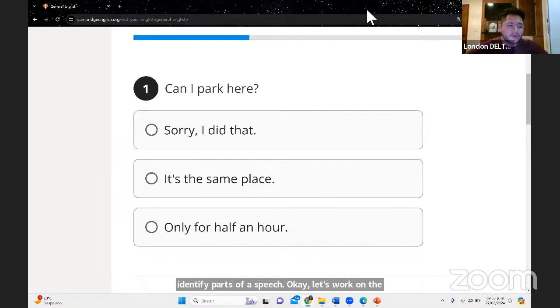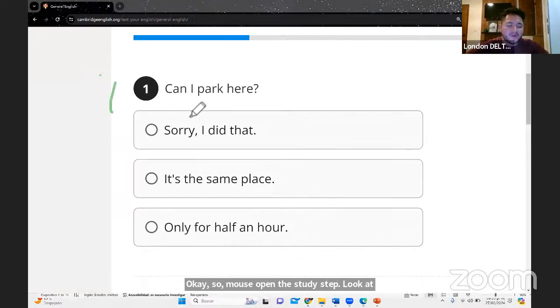Okay, so vamos a contestar esta. Voy a contestar esta primero, ¿no? Nada más fácil. So, number 1, can I park here? So, let's check this question, right? I read the answer. Sorry, I did that. It's the same place, only for half an hour. Now, we need to identify the question. What does the question want from me? ¿Qué quiere esta pregunta de mí?